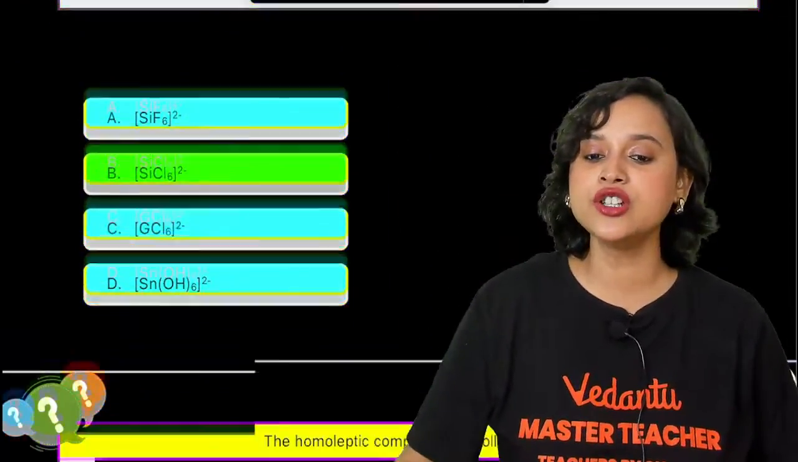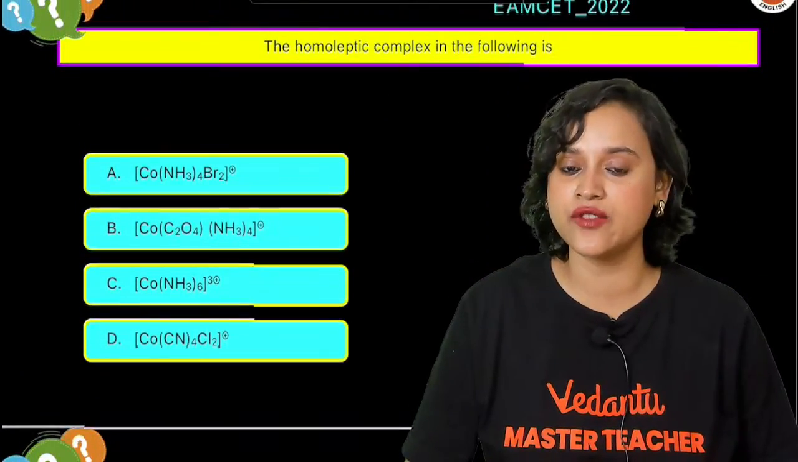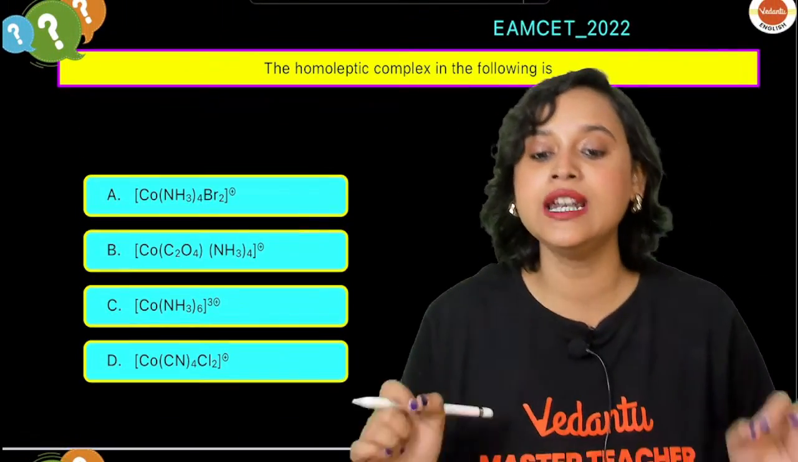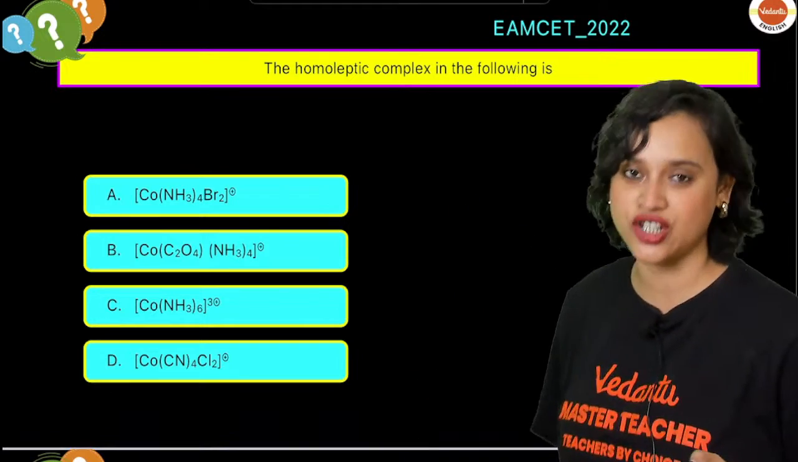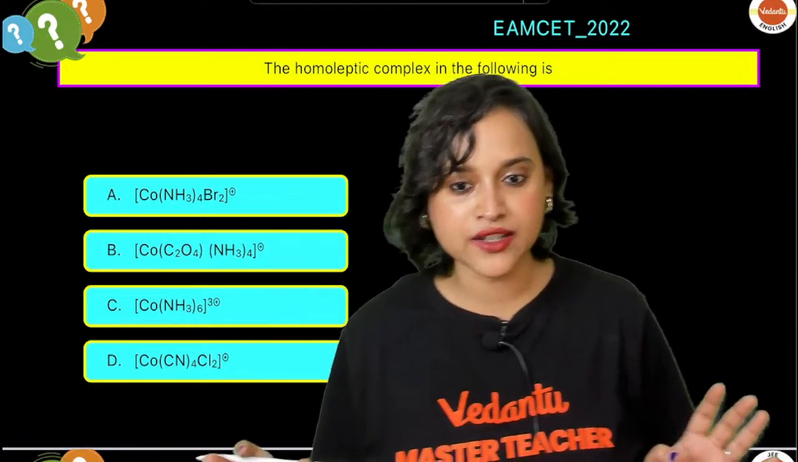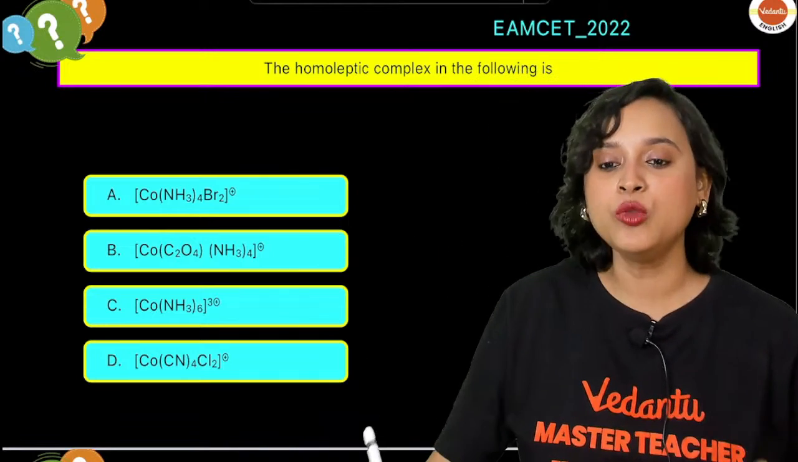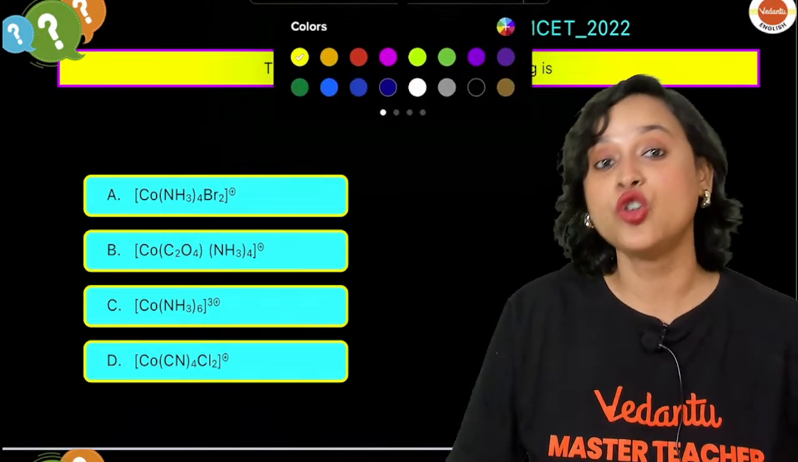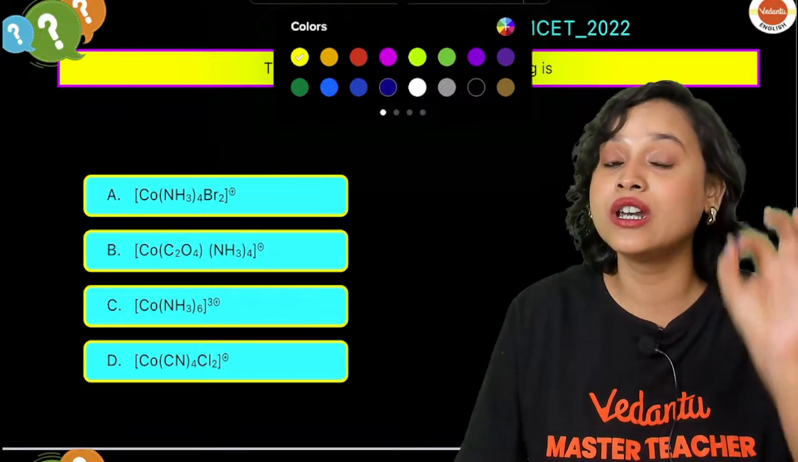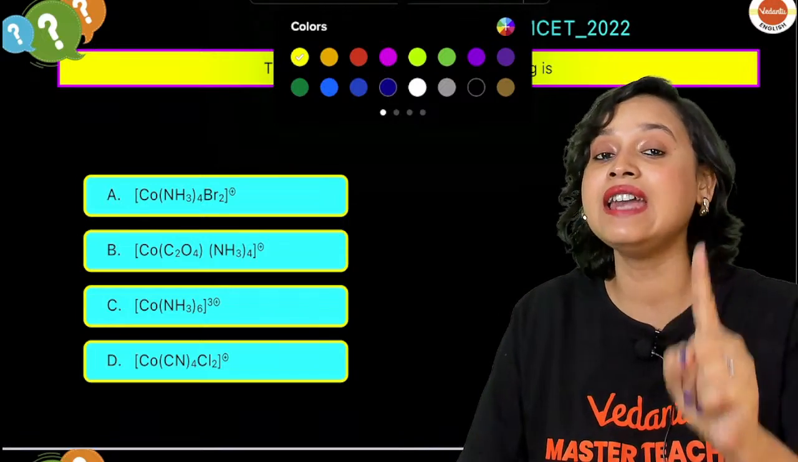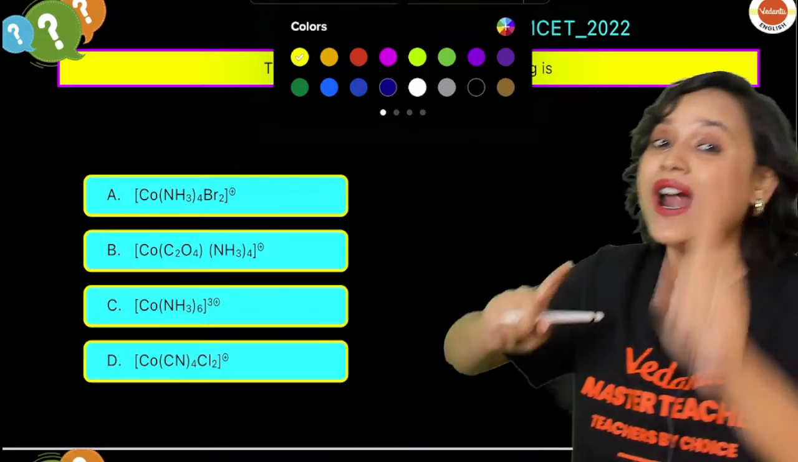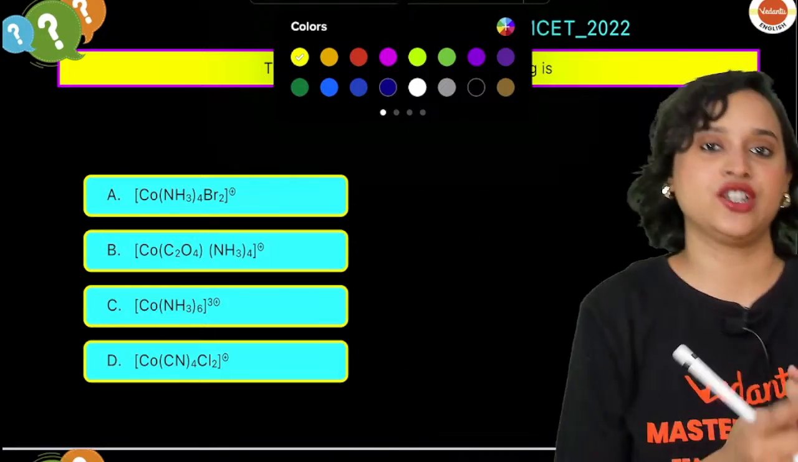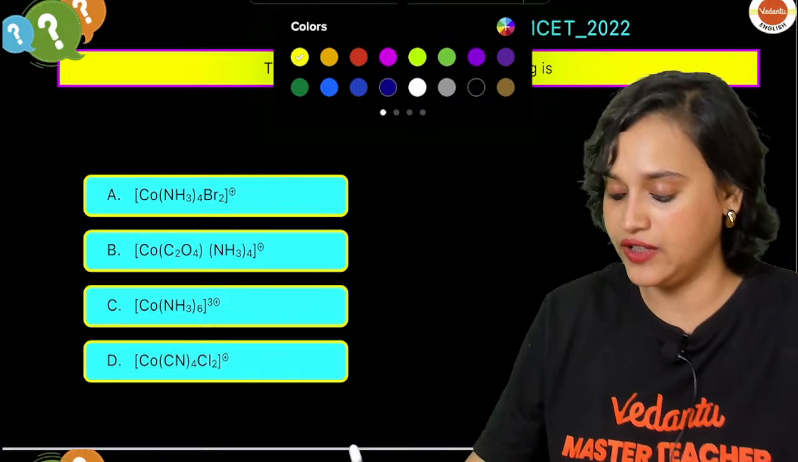Moving on to the next question. The next question, everybody, is: the homoleptic complex in the following is. This is such an easy question. Do you know what a homoleptic complex is? Homoleptic complexes are those compounds which have only one single type of ligand attached.